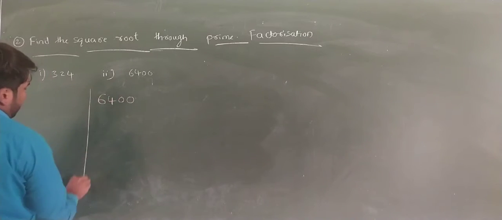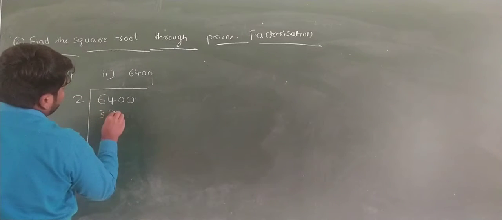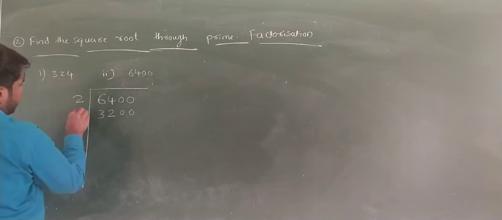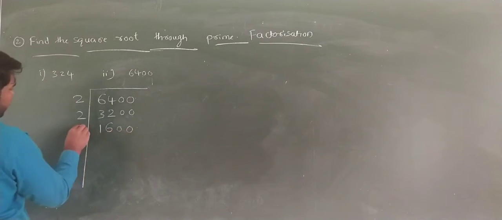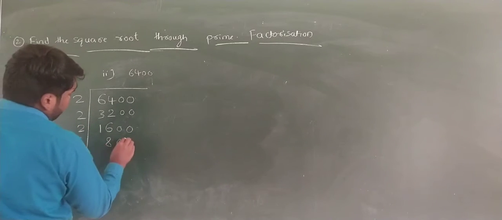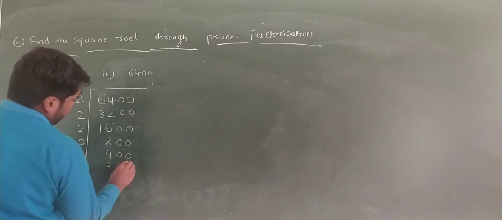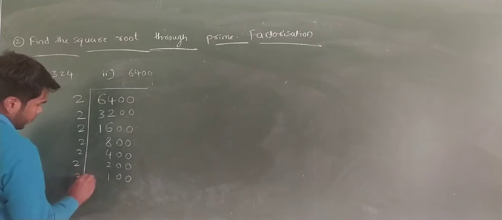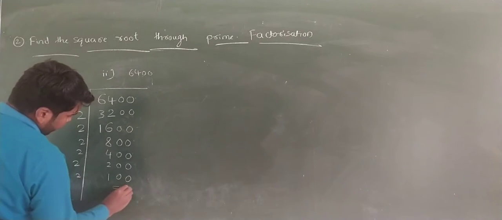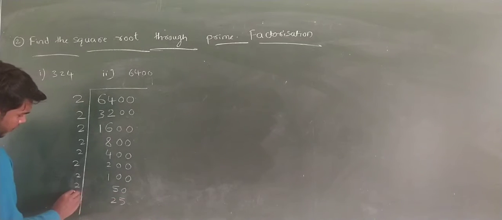6400. Okay, I'll go with 2. 2 3s are 6, 2 2s are 4, 00 as it is. Similarly, 2 1s are 2, 1 remains, 2 6s are 12, 00 as it is. Similarly, 2 8s are 16, 00 as it is. 2 4s are 8, 0 as it is. Again 2 2s are 4, 2 hundreds are 200, so again see, 2 5s are 10, 50. Similarly, 2 2s are 4, 1 remains, 2 5s are 15. Similarly, 5 5s are 25, 5 1s are 5.